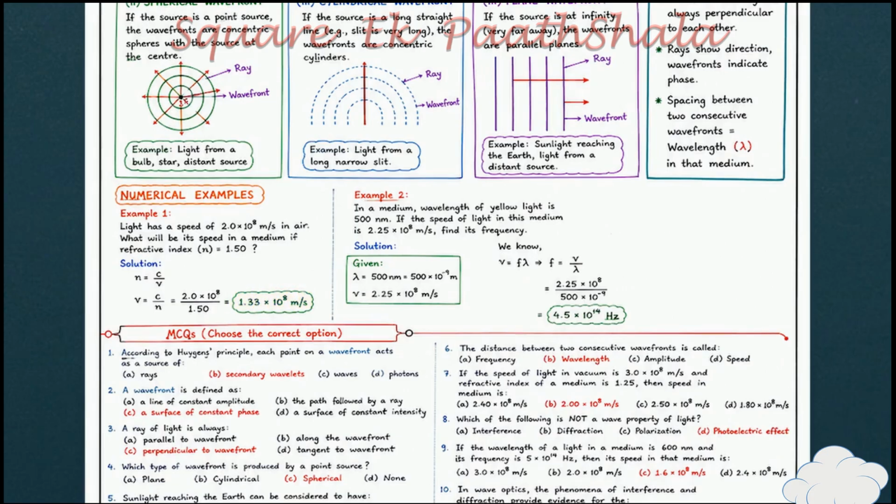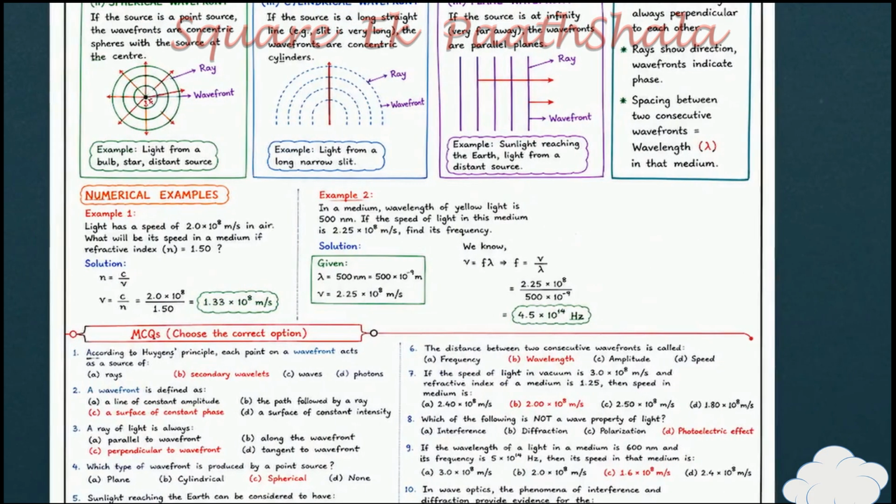In the second example for frequency, watch out for a common error. The starting wavelength is in nanometers. You must convert that 500 into 500 times 10 to the negative 9th meters before substituting, or the final frequency will be incorrect. Let's review the core rules shown in this key points box.